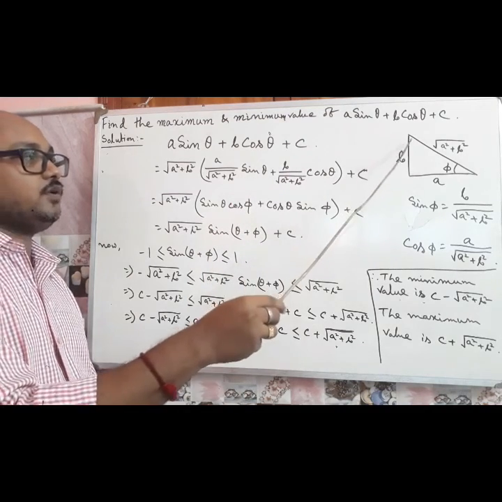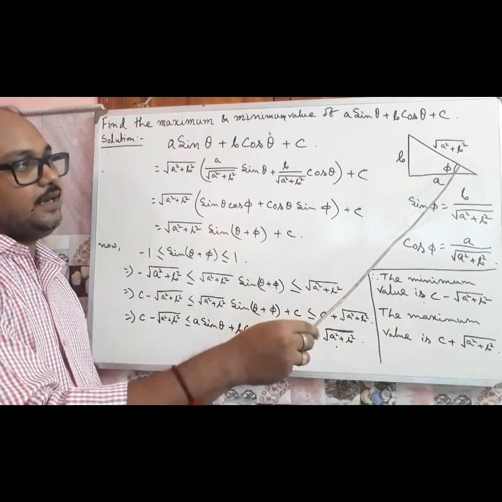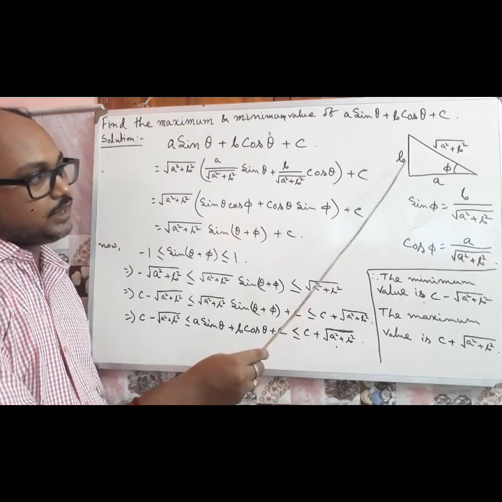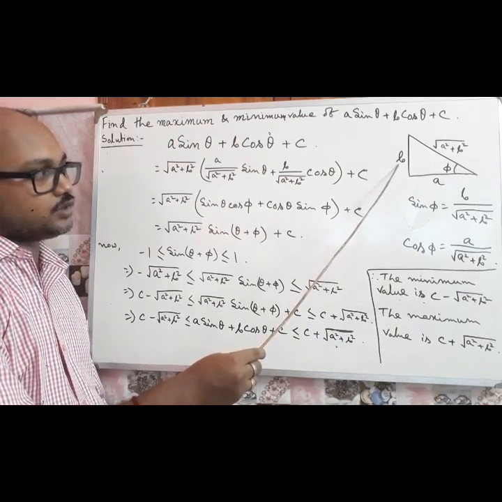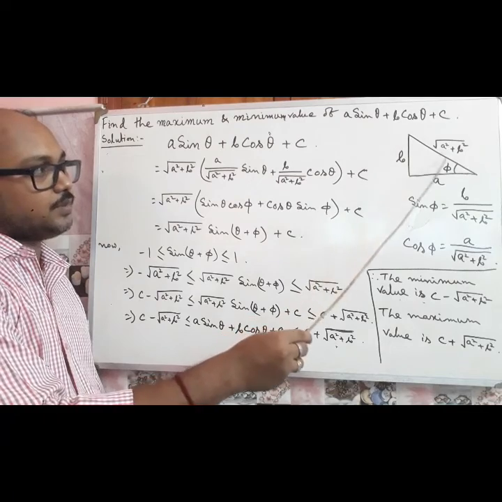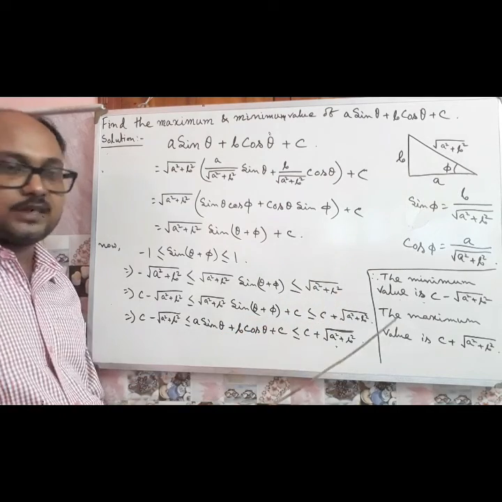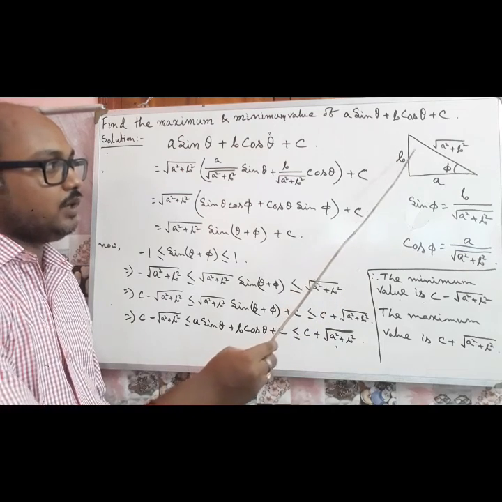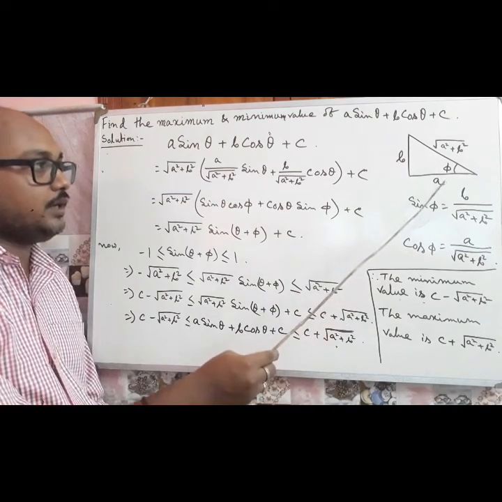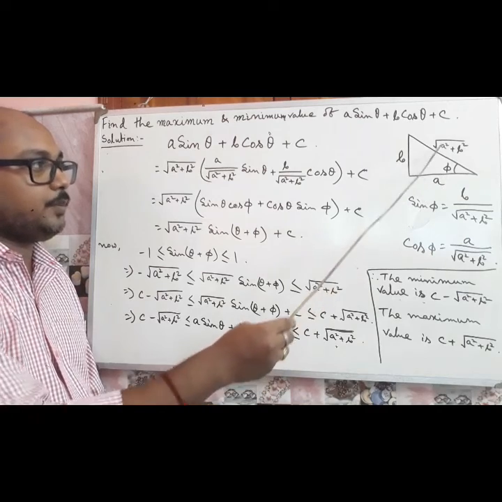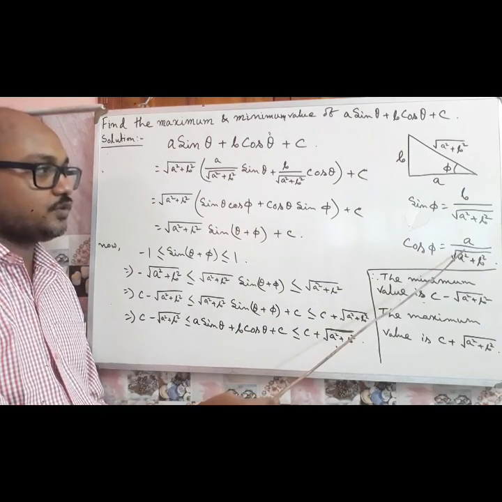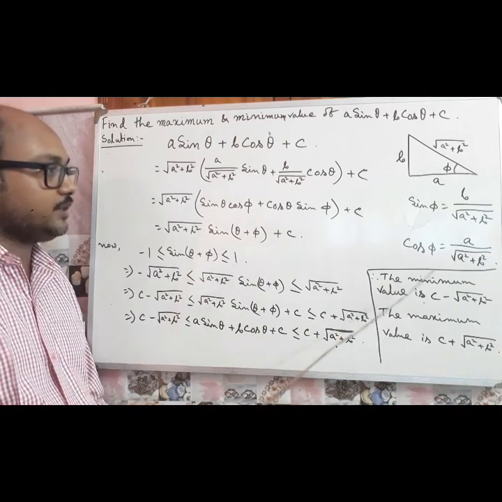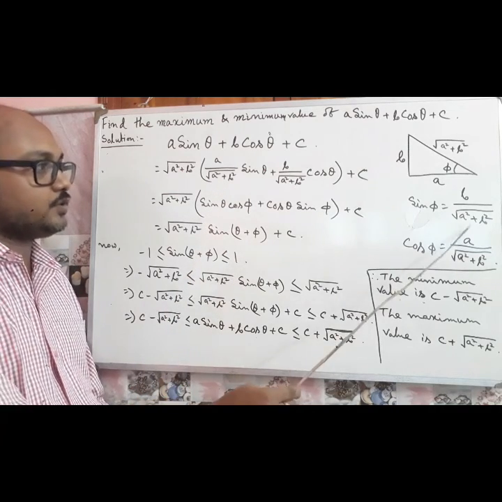Now, if we construct a right angle triangle having an angle equal to phi with base equal to a unit and the perpendicular or altitude equal to b unit, then the length of the hypotenuse will be root over a square plus b square. So, from this triangle sin phi will be perpendicular by hypotenuse, b by root over a square plus b square, and cos phi will be base by hypotenuse, that is a by root over a square plus b square. Substituting this value in this expression, a by root over a square plus b square is cos phi, and b by root over a square plus b square is sin phi.